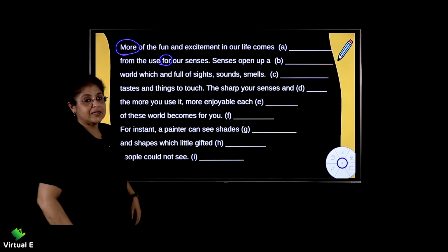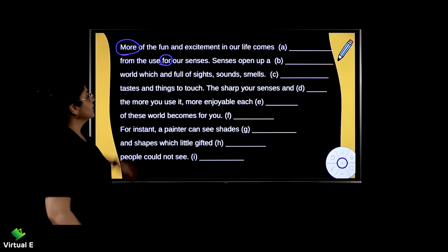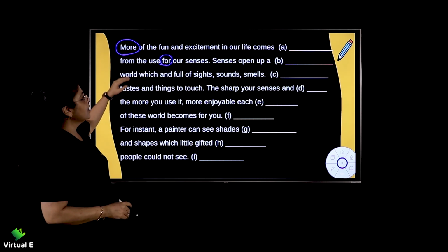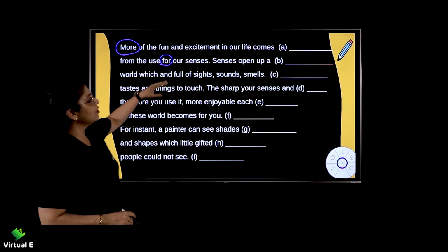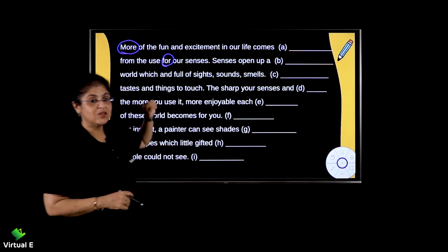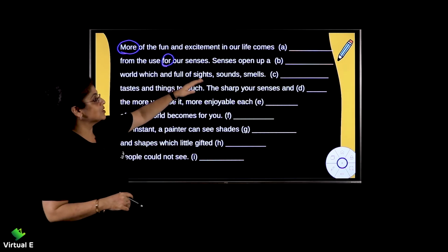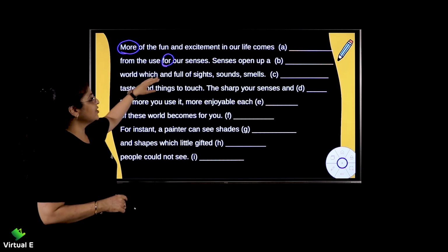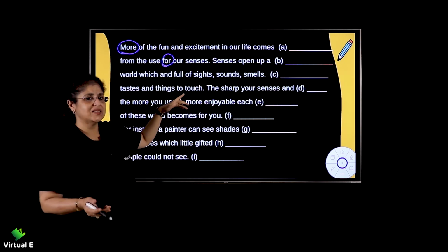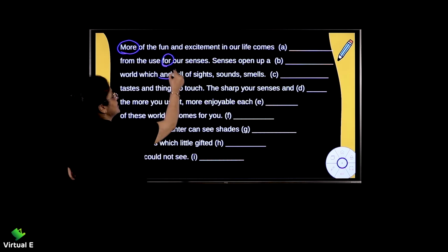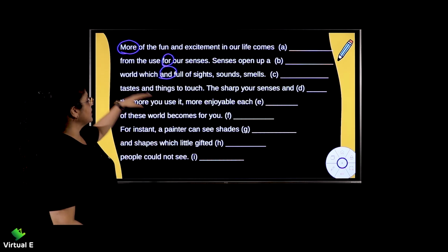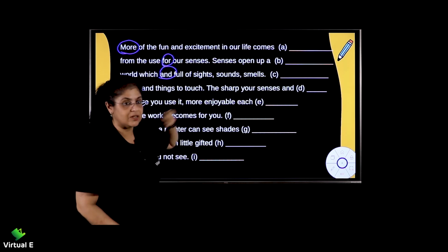So these are our incorrect words. You have to correct them. Now, senses open up a world which and full of sights, sounds, smells. So what is the mistake you get in this sentence? Senses open up a world which and full of sights. And full of sights, which and makes sense? No, it doesn't. It is which is full of sights, sounds, smells, tastes and things to touch.